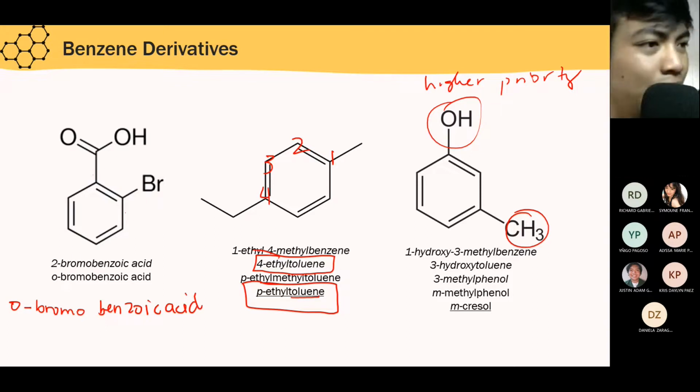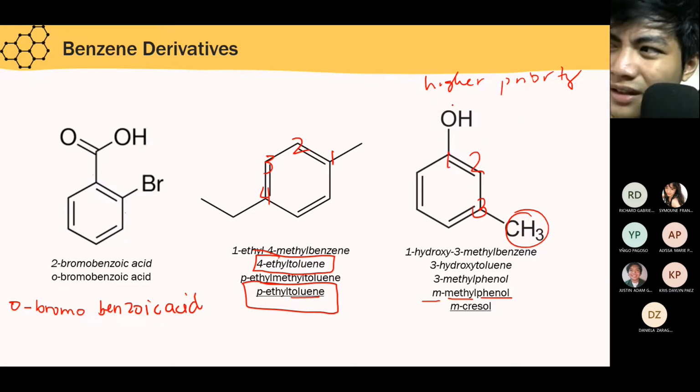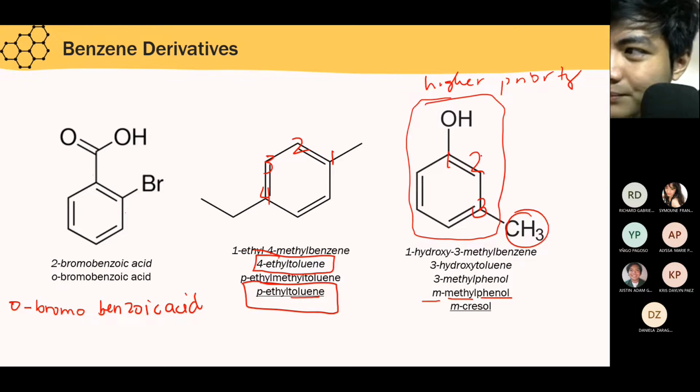So that will be given the higher priority. Later, I will show you the priority list so you won't be confused. In case this happens, I will list who should be given the first priority. This will be given the higher priority than the methyl. That's why this is called phenol. And then you call it the methyl, and the letter m meaning meta. So the methyl is at carbon number 3, because this will be given the higher priority. Although it could be 3-hydroxytoluene, it's not commonly used because we give OH the higher priority than the CH3.